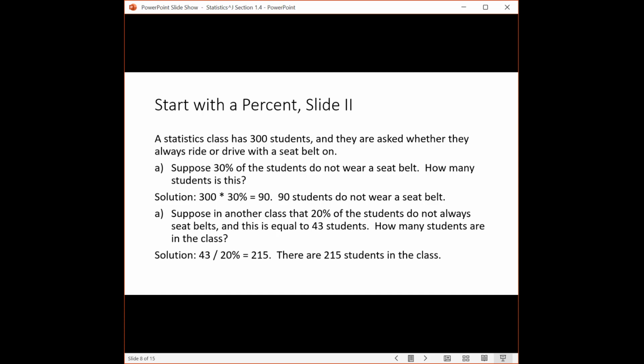Suppose in a different class, 20% of the students do not always wear seatbelts, and this is equal to 43 students. You want to find how many students are in the class. In this case, you're given the percent and the frequency, and you're trying to find the total. That's the third case: we take the frequency and divide by the percent, and that gets us the total. So 43 divided by 20% equals 215. And so that tells us the total number of students in the class is 215.